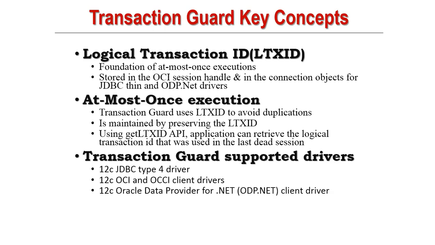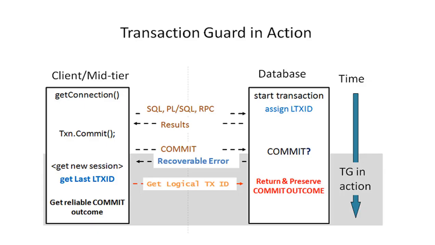So this is what Transaction Guard does. The information about the transactions is kept in a structure called LTXID_TRANS, which retains the old transactions for 24 hours. The client just needs to know the logical transaction ID, which is shared by the client and the database. Transaction Guard also checks that the transaction IDs are unique, and that is the main purpose of the logical transaction ID.